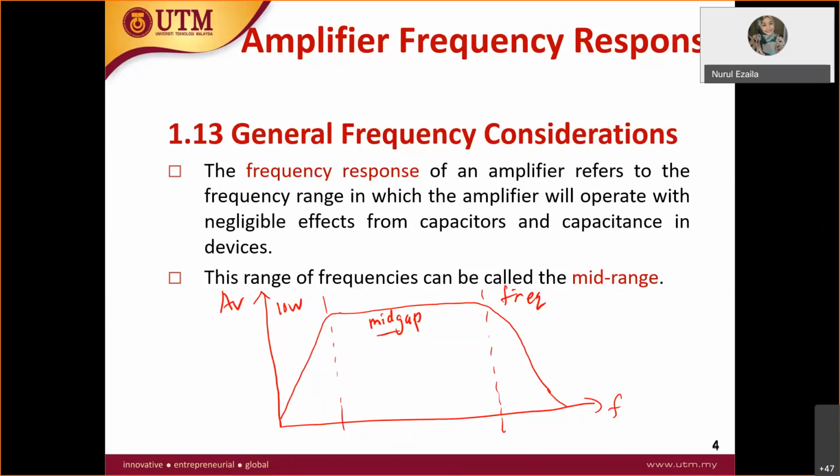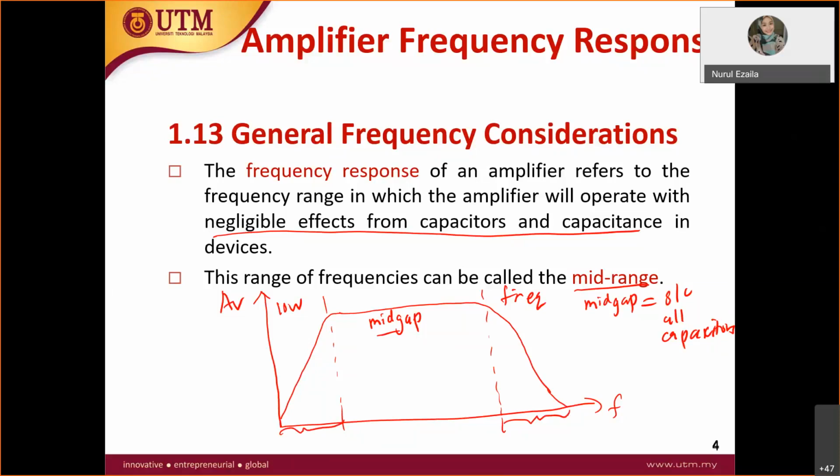In the mid band range, we neglect all the capacitors, where we short circuit all the capacitors. We short circuit all the capacitors in this mid range. Therefore, that is done for the mid band. And now we want to look at this range, low frequency and high frequency. What happens in that range? We will look through it after this.